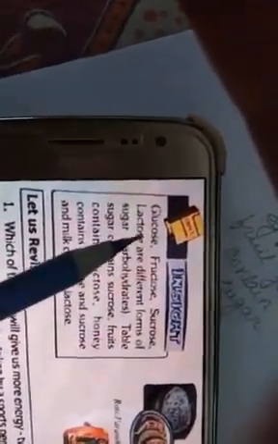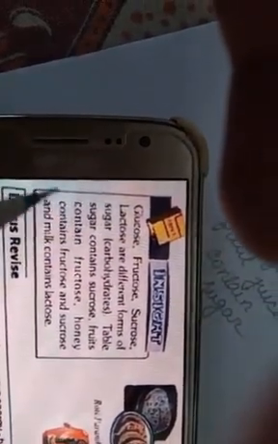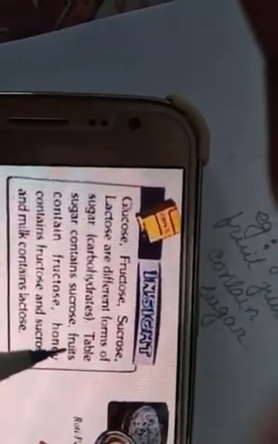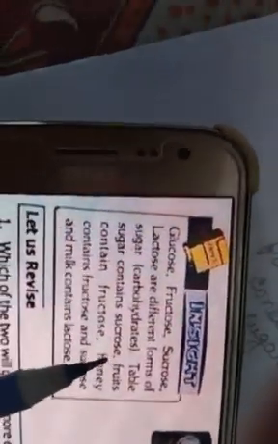You just see the different types of sugar. It means not only glucose, fructose, sucrose, lactose are different forms of sugar. Mainly fruit contains fructose, honey contains fructose and sucrose, and milk contains lactose. So in fruits, which type of sugar is present? Fructose. Honey, fructose and sucrose both are present, whereas in milk, lactose is present. So these are the different types of sugar.